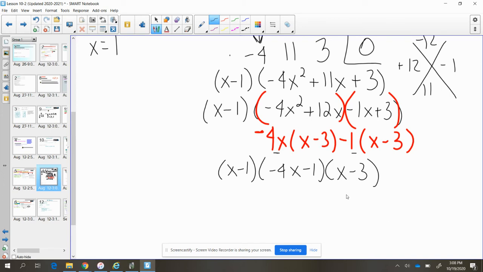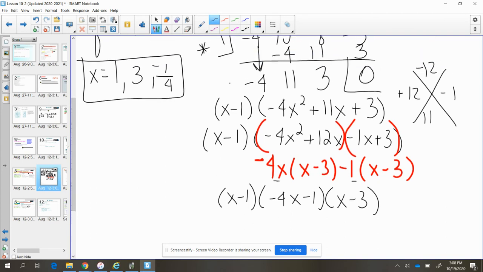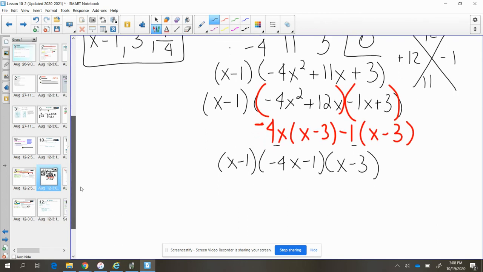Now we can set each of these remaining factors equal to 0 to find the other two. So 3 and -1/4 are our 2 remaining zeros, right? And that's a lot nicer than testing them all. So that we have our 3 zeros to test, or that we don't have to test for, but we put back in and see that they also work. Okay, when in doubt.